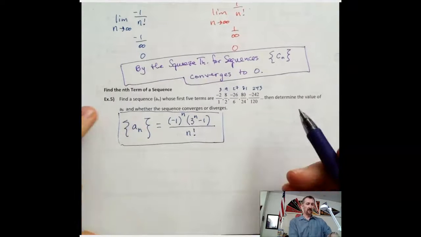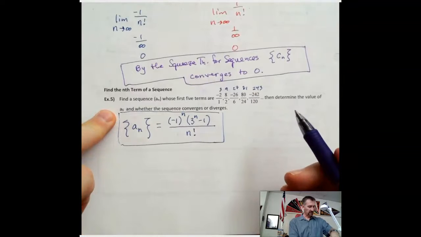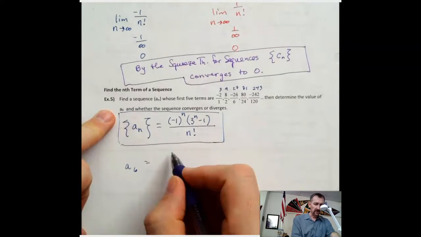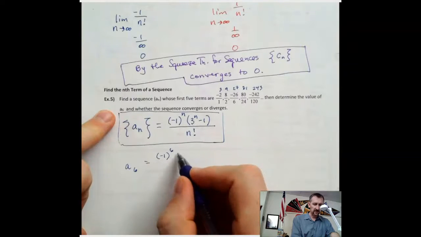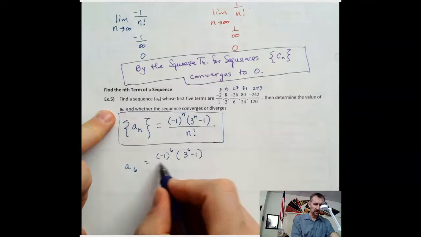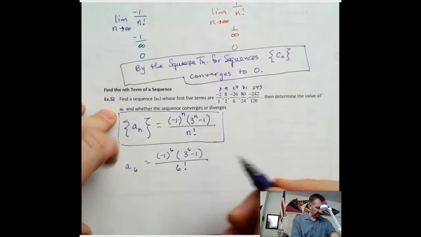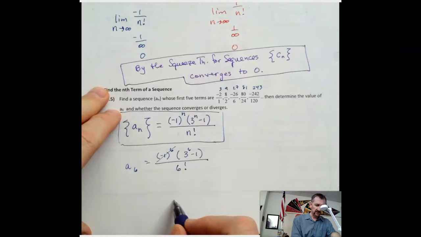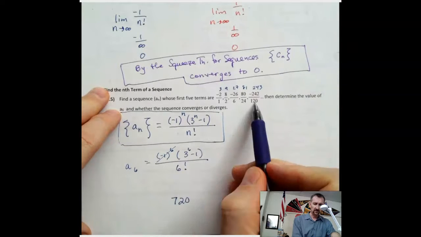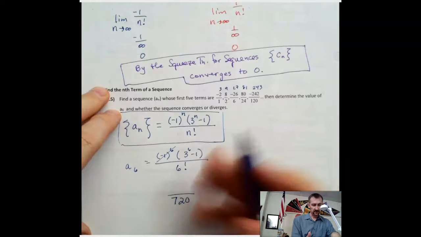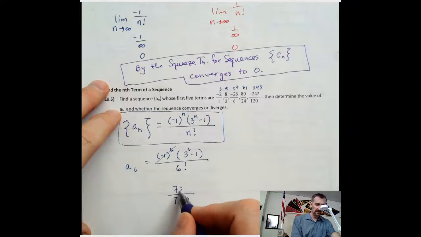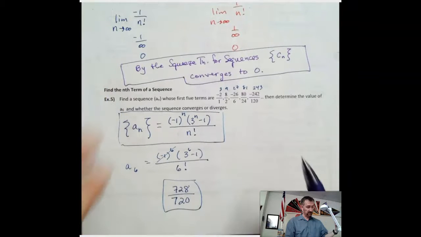And then determine a value of a sub 6 and determine whether it converges or diverges. So a sub 6 is going to be negative 1 to the 6th times 3 to the 6th minus 1 over 6 factorial. So that's positive, so that's good. This is 720, 120 times 6, and 3 to the 6th, so 729 minus 1 is 728. We could simplify that if we wanted to. I don't really want to.